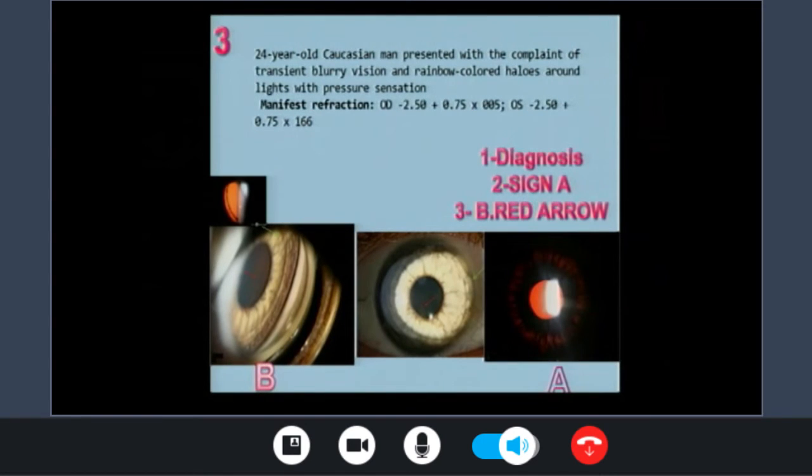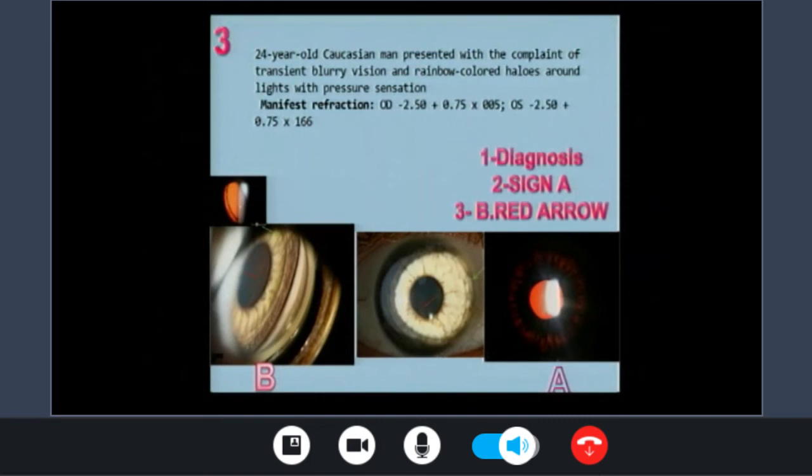Number 2, in slide A. You can see slide A here. In slide A, give me what is this sign, what you call this sign. Is it clear here? And slide B, what is this red arrow pointed to? Do you see this red arrow? So what is here also? So what is the diagnosis? Slide A, what is the sign? Slide B, what do you call this sign also?